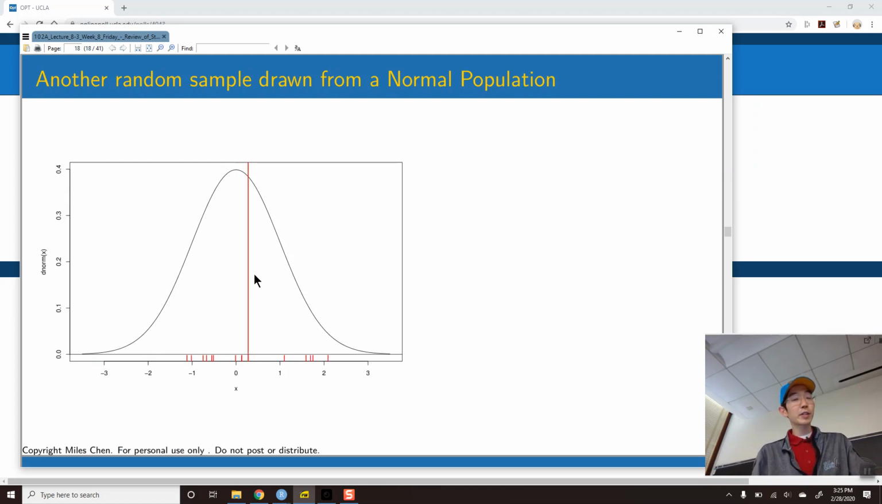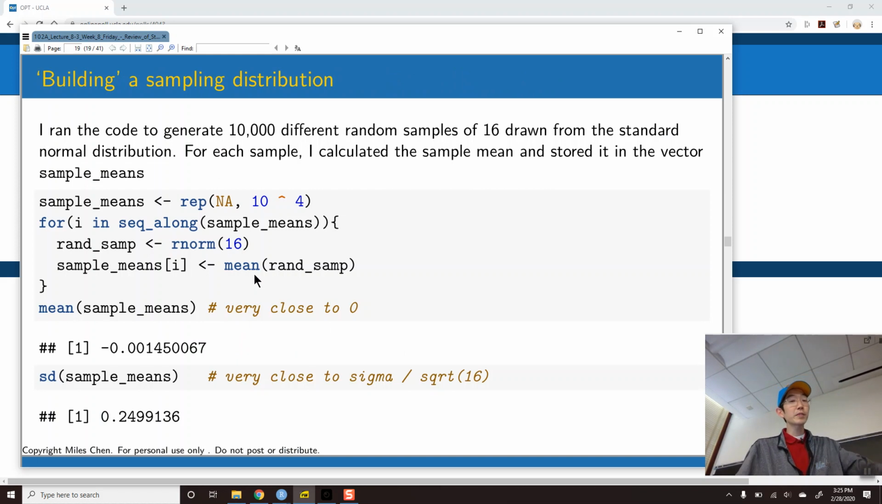And every time we do this, okay? And so I've done this, so here's my code. I do this 10,000 times. Every single time, I draw 16 values from the standard normal, and I call that my sample. I calculate the mean of my sample, and I record that in sample means. So I'm going to get 10,000 different values of sample means.